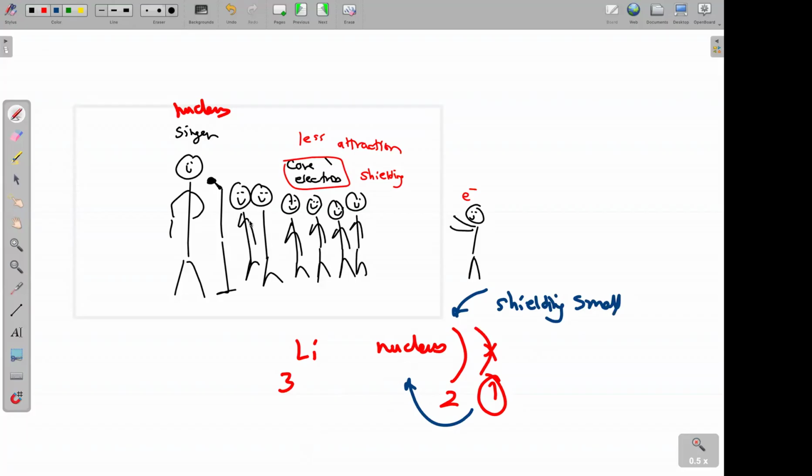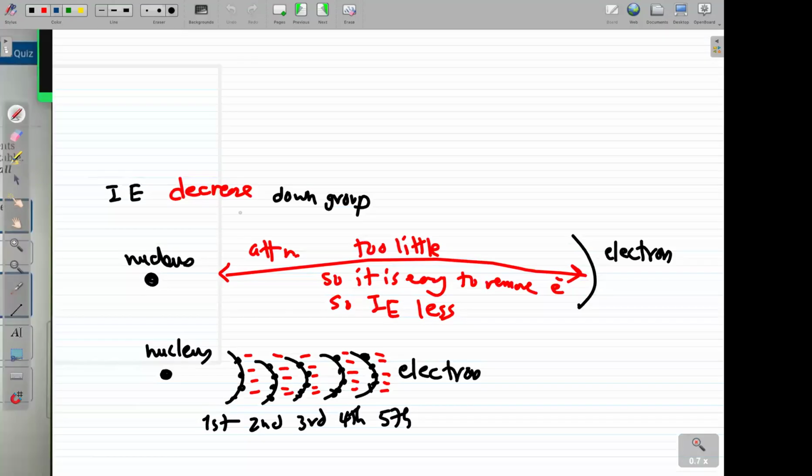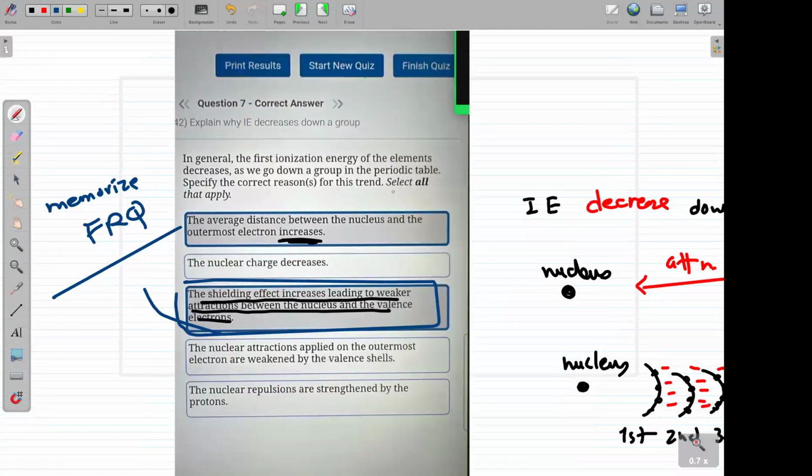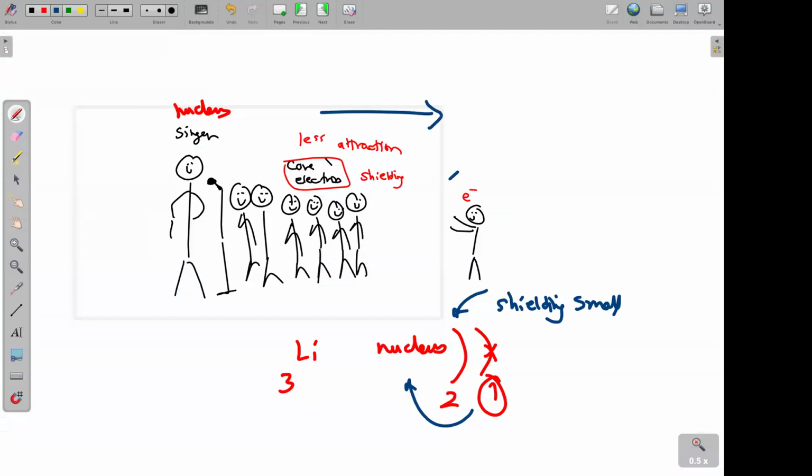But when you go down, what happened? When I go down, the shielding is increased. There are too many people, leading to weaker attractions between the nucleus and the valence electrons. Memorize this so you can put it very fast inside the FRQ exam after you have understood. So when you go down, the summary, why do I have less ionization energy? Because distance increased between me and the nucleus, very big distance, and the shielding is too much between me and the nucleus. Don't say the singer in the exam.